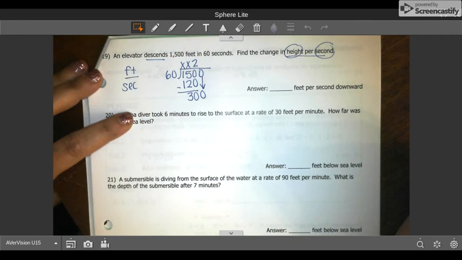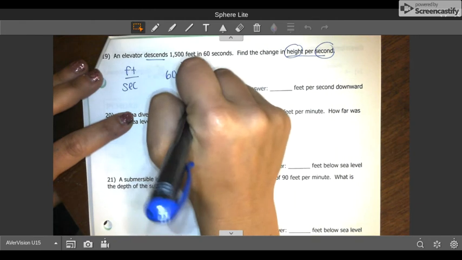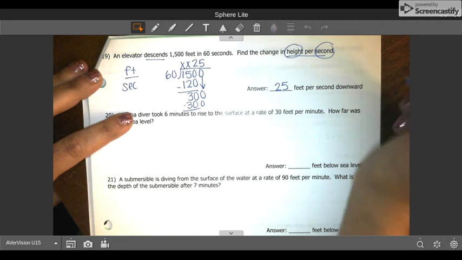Bring down the 0. Now it's 300. 60 goes into 300 5 times. So the elevator goes down 25 feet per second.